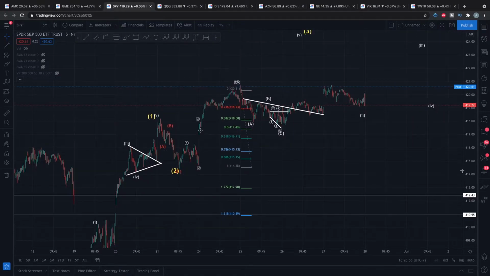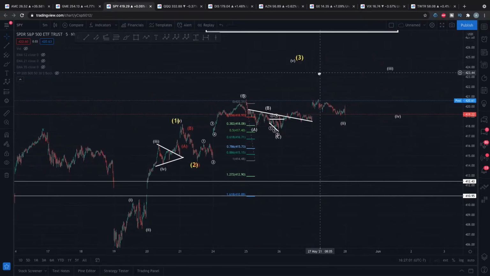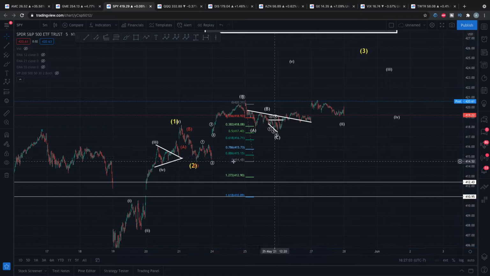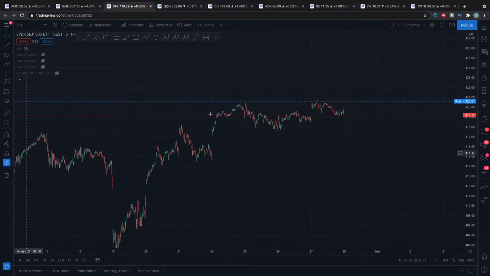So in terms of wave theory, we started here with this impulsive move upwards for a wave 1, then a push downwards for wave 2, and now we're working on the wave 3. Within this wave 3, we have a push up for the wave 1 here. If I get rid of all the indicators, we have a 1, 2, and then we have a 1, and this whole thing would be a 2. Now we're looking to push upwards for a wave 3 of the wave 3, which would thus indicate a very strong move to the upside.